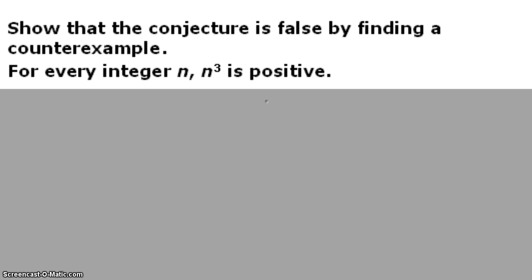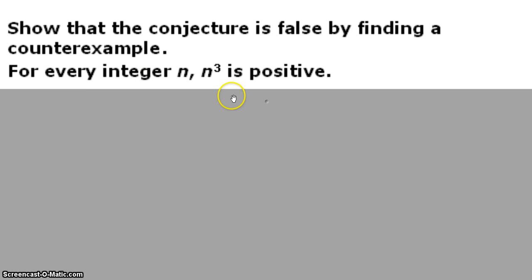So let's have you write this conjecture down, and then we're going to prove that it's false. You don't need to write the first sentence, but: for every integer n, n cubed is positive. Is it possible that you could find a counterexample to this conjecture? Can you think of an integer that when you cube it is negative? I'm sure you can, because we know that integers include whole numbers and their opposites.